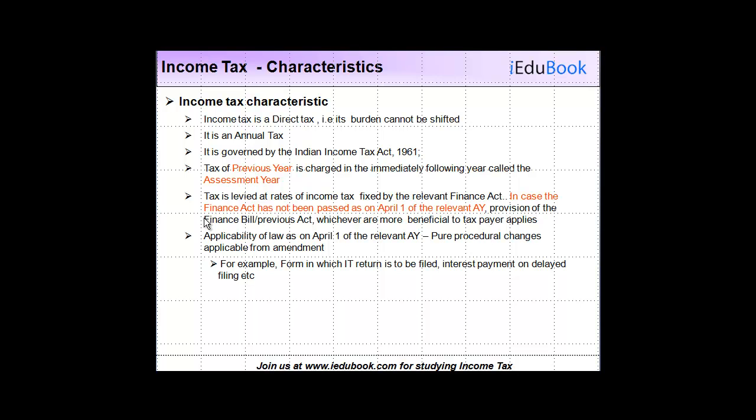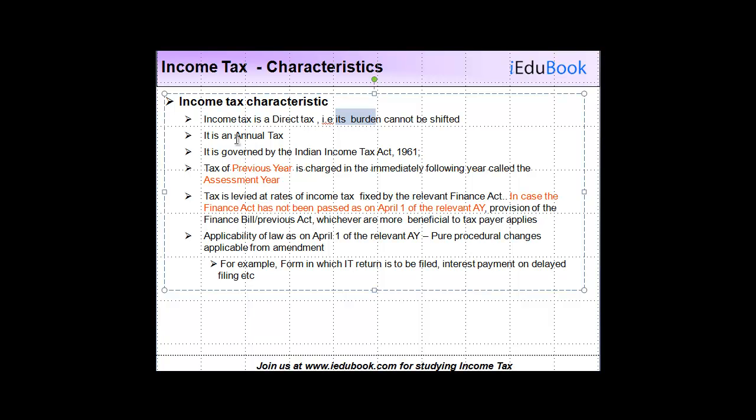Having understood what is meant by assessment year and previous year, let us now move to some of the characteristics of income tax. Now, income tax basically, as we also saw in lecture number 1, is a direct tax. That is, the person on whom it is levied has to bear the burden or make the payment. You cannot have someone else pay your income tax.